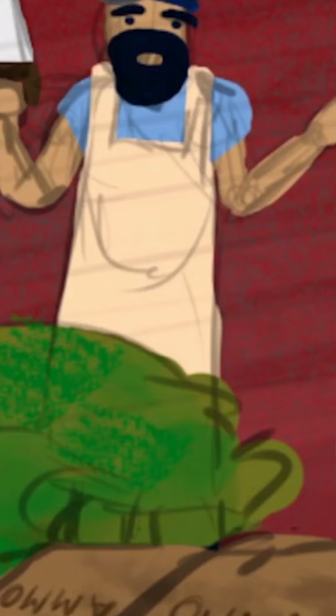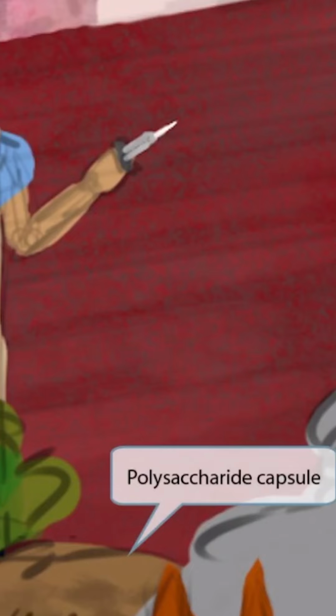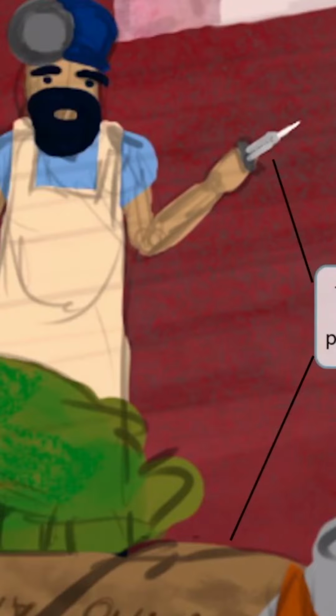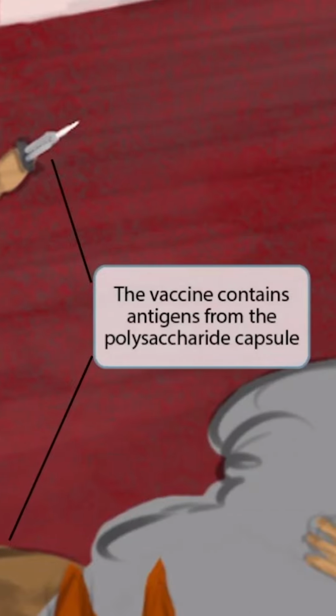Sac sounds like polysaccharide, so just like in our other videos, we've shown these sacs to help you remember that Neisseria meningitidis has a polysaccharide capsule. We've shown the medic guy standing next to the ammo and holding a syringe to help you remember that the vaccine for Neisseria meningitidis contains antigens from the polysaccharide capsule. This is very important because it means that the vaccine can cause the immune system to generate antibodies against the polysaccharide capsule. This results in a strong immune response and confers immunity to Neisseria meningitidis. So again, syringe next to ammo sacs for the vaccine contains antigens from the polysaccharide capsule.